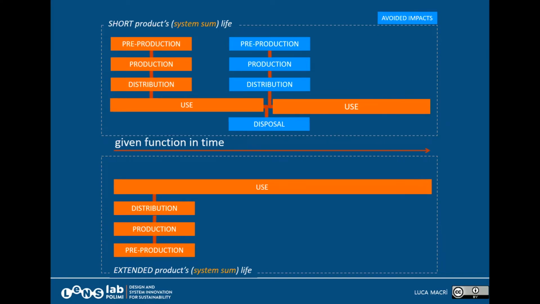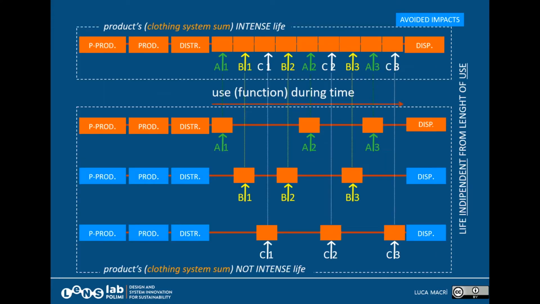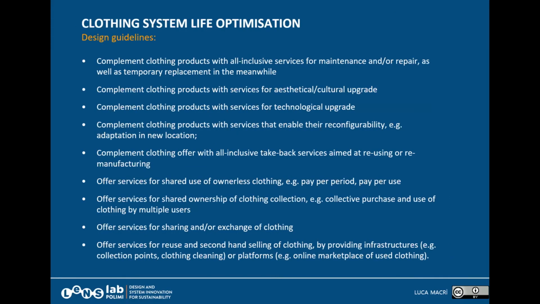Okay, so you remember you have an advantage in environmental terms, because you don't have other pre-production, production, distribution phases, and in the case of intensification, you have multiple users using the same product, and so making the use phase more efficient. So here are the guidelines. Not going through those now, but these could be useful for your project. You will also have them available in the tool that you're going to use.